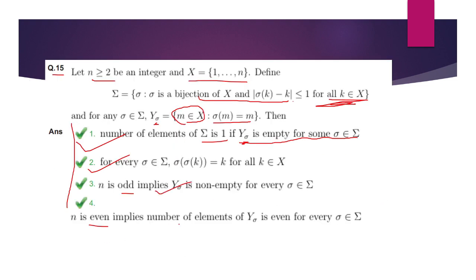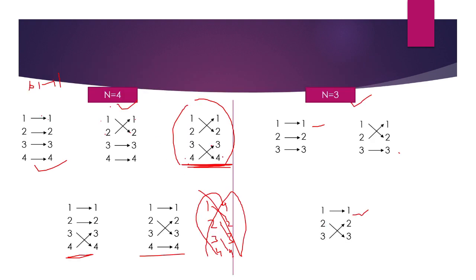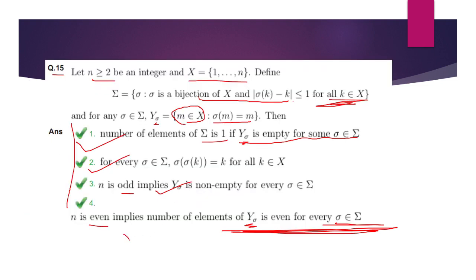n is even implies the number of elements of Y sigma is even for every sigma belonging to capital sigma. So over here, how many elements do we have? We have 4. We have 2. We have 0. We have 2. We have 2. All of them are even, correct? So this option is also correct.